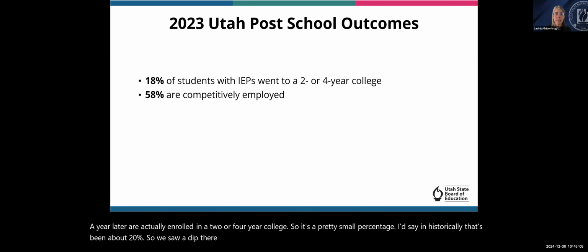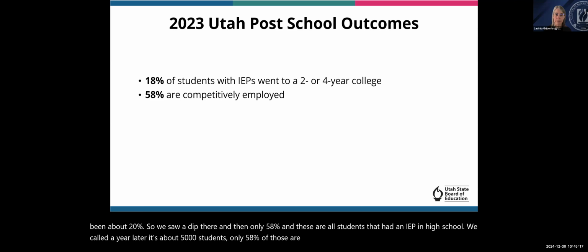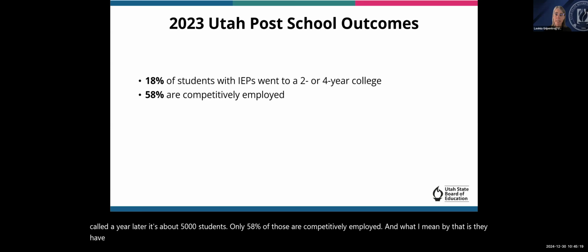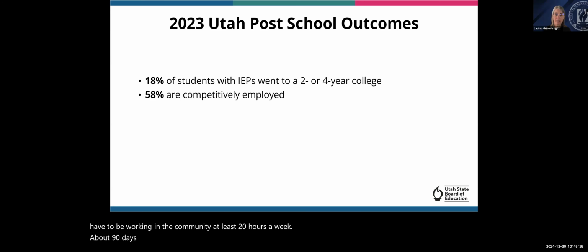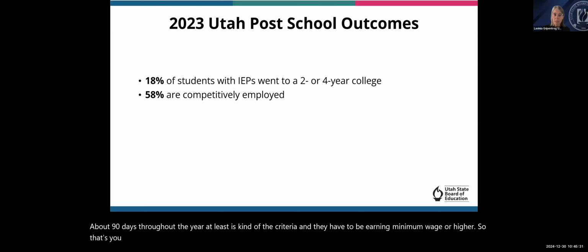And then only 58%, and these are all students that had an IEP in high school, and we called a year later, about 5,000 students, only 58% of those are competitively employed. What I mean by that is they have to be working in the community at least 20 hours a week, about 90 days throughout the year, and earning minimum wage or higher. So under 60% of our students are meeting that criteria.